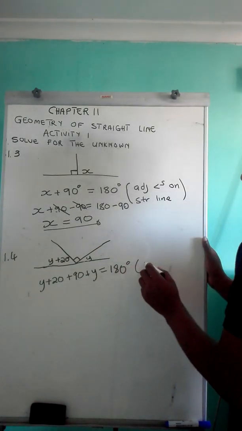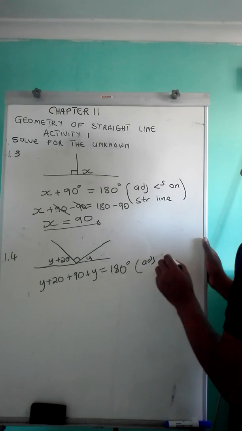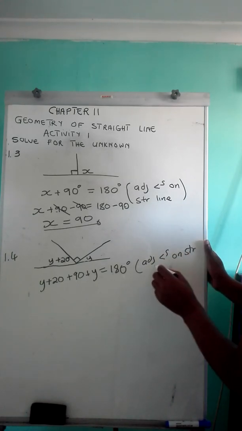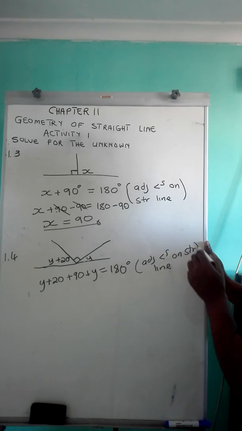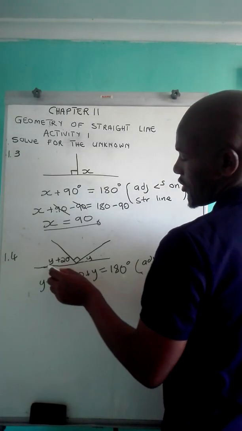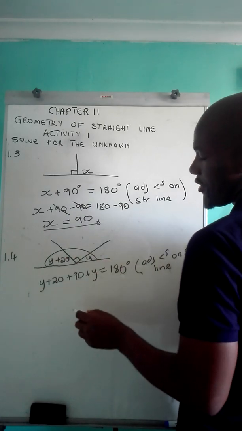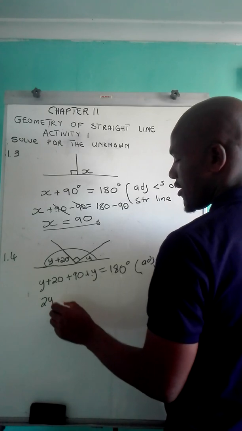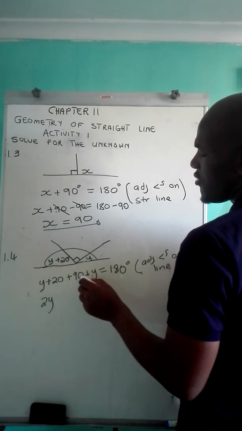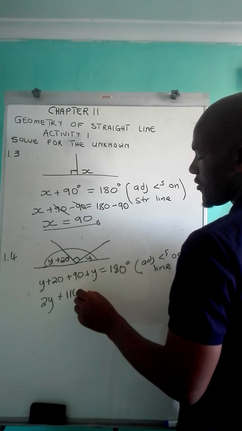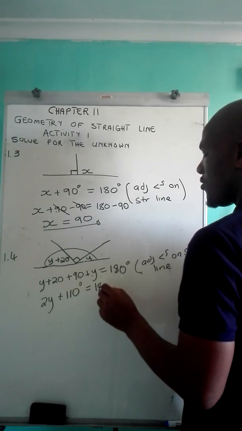The reason: adjacent angles on a straight line. These are the adjacent angles on a straight line. Okay, because these are the angles on a straight line. So what is y plus y? It's 2y. What is 20 plus 90? It's 110, equals 180.